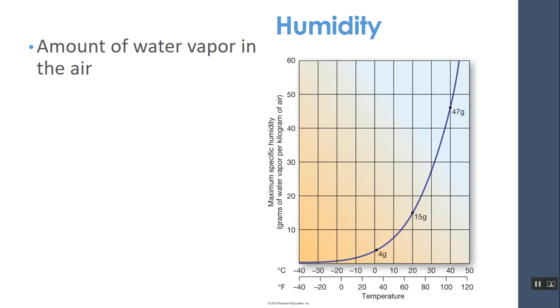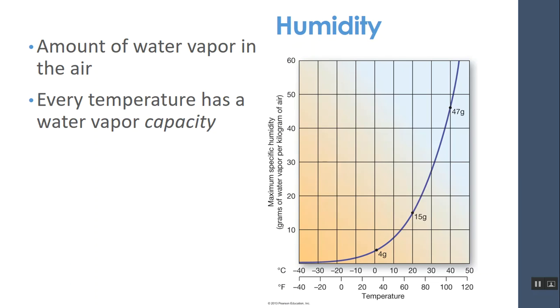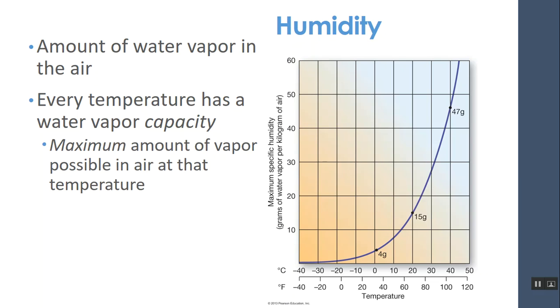Humidity is the amount of water vapor that exists in the air. There are two different ways to talk about humidity, relative and specific humidity, and I'll talk about those next. But every temperature has a water vapor capacity. That means for any given temperature, there's a certain amount of water that it is capable of holding. The maximum amount of vapor possible in the air at that temperature. And so warmer air has a much higher capacity to hold moisture than colder air does.